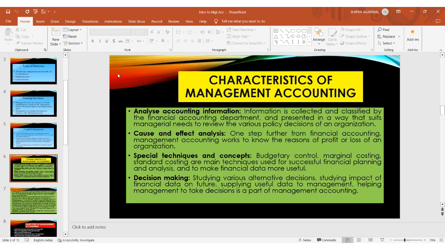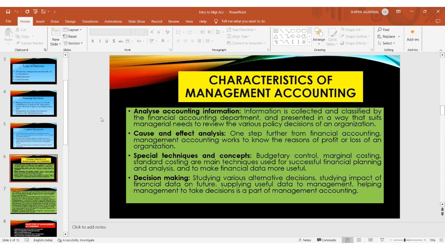Those decisions could again be related to planning or to controlling, depending upon the requirement. The second characteristic is cause and effect analysis. In financial accounting, we just prepare the books of accounts. We are not doing any kind of analysis there, right? So in the case of management accounting, we move a step ahead in that.